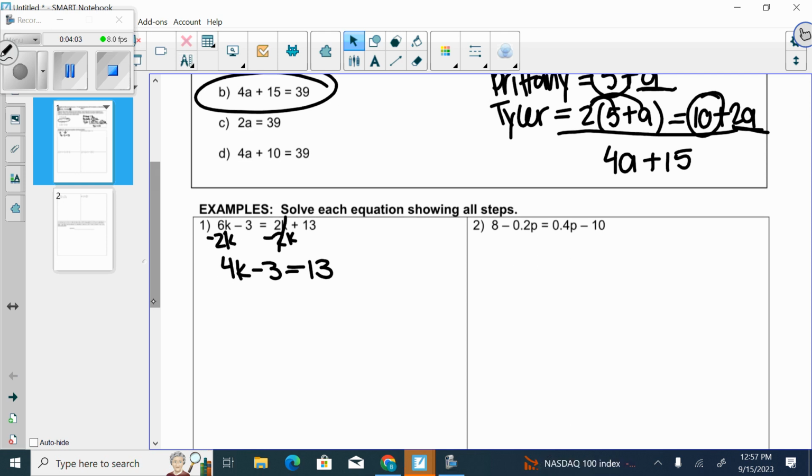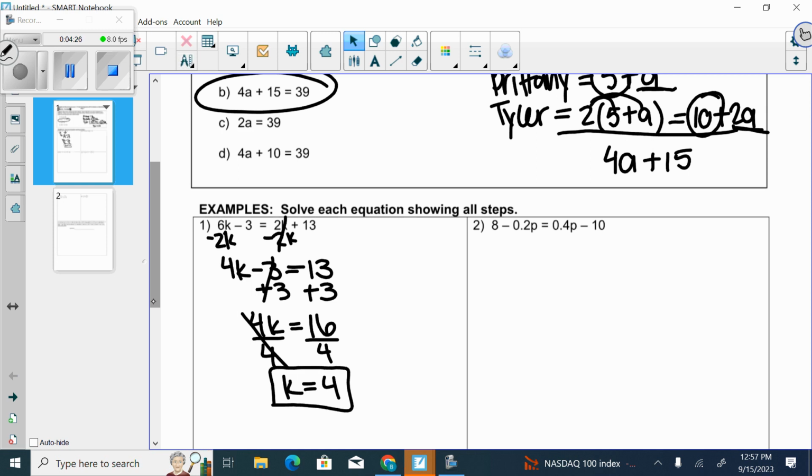Yes, then we are going to add 3. So 4K is equal to 16, yes. Then what should we do? Divide by 4. Very good. So K would be equal to, nice.